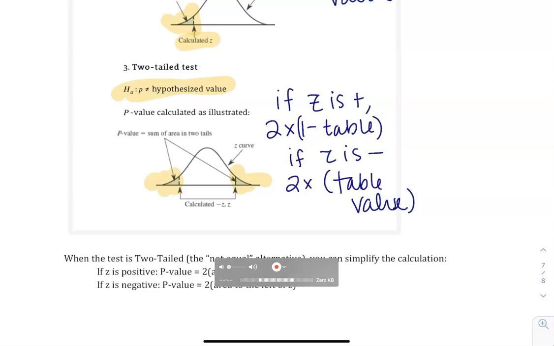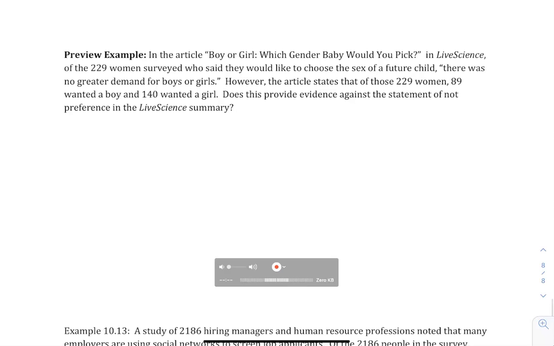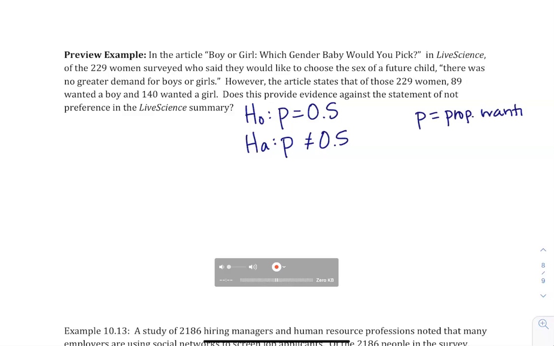And we're going to do 2 more examples. We're going to go back to that preview example where we're looking at which gender baby would you pick. Of those 229 women who were surveyed that said that they would like to choose, 89 said that they wanted a boy and 140 said they wanted a girl. The life science summary, if you recall, said that there was really no difference. They said it's just as likely to have a boy or a girl. And so we're just going to let p be the proportion wanting a girl.